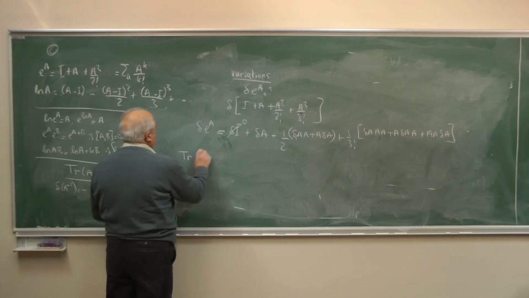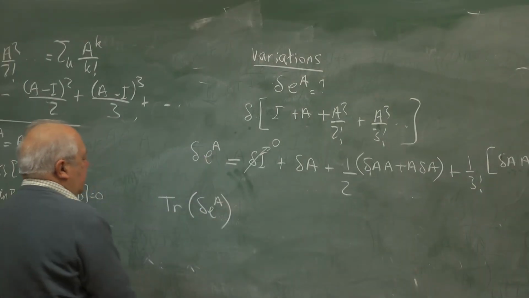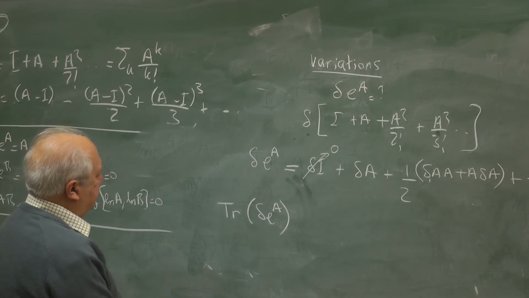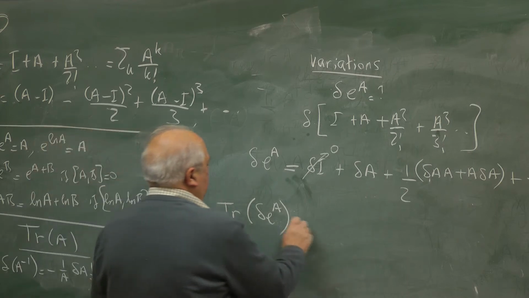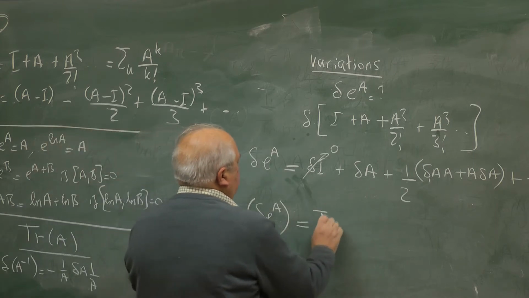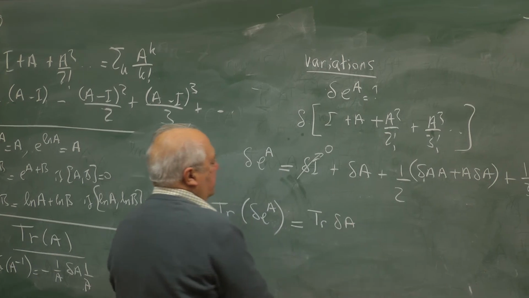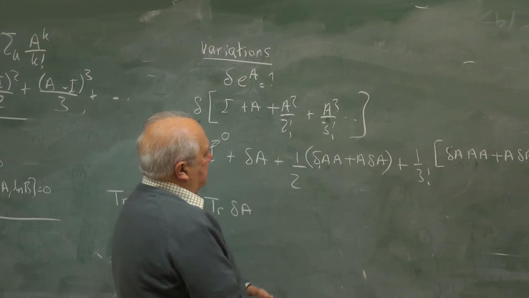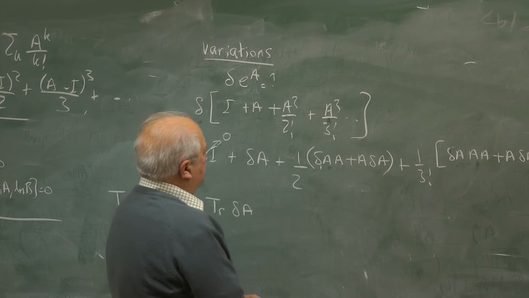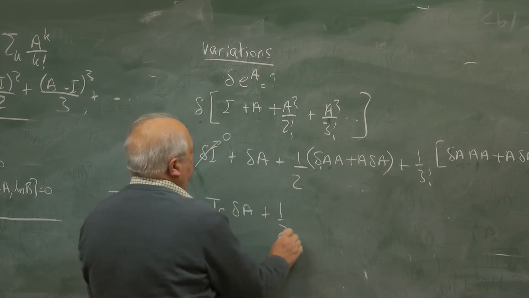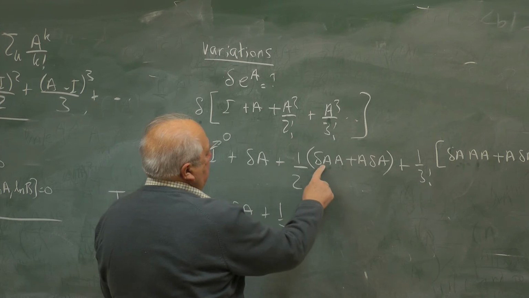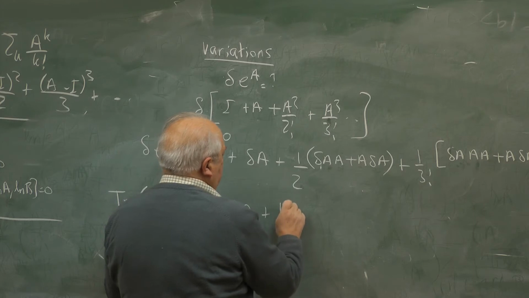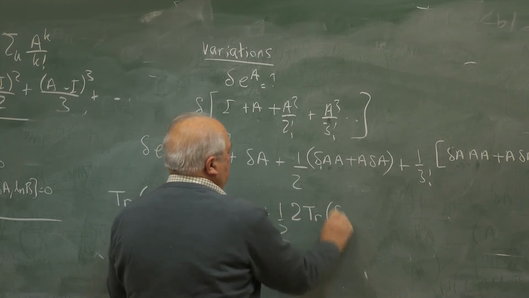Trace delta e to the A. What's the trace of the varied version of the exponential? So it is trace of delta A. Let's go term by term. How about here? Well, circular permutation is allowed. So it is plus 1 over 2 trace delta A plus A delta A, but I can bring it here. So it is 2 times trace delta A.